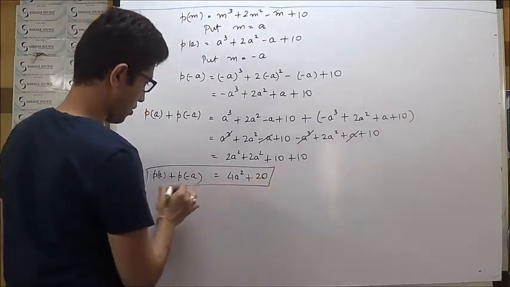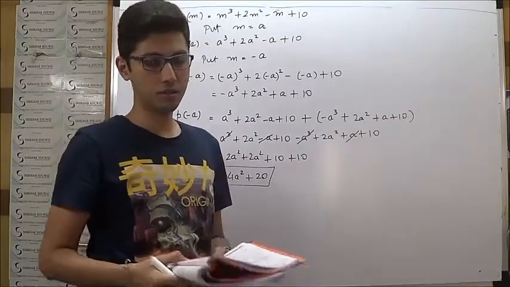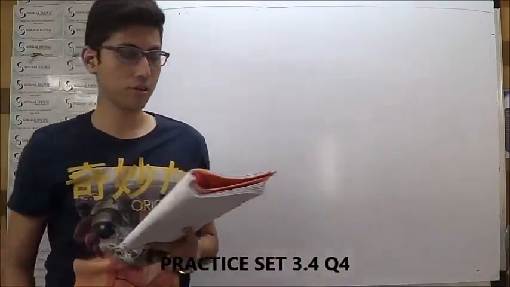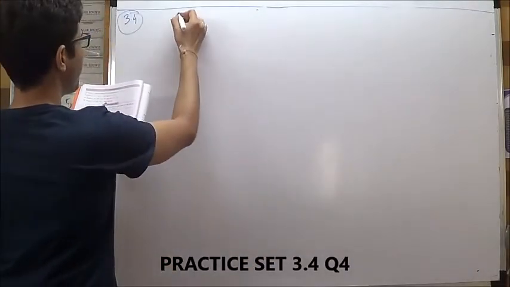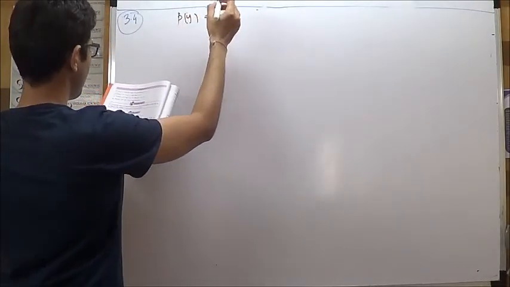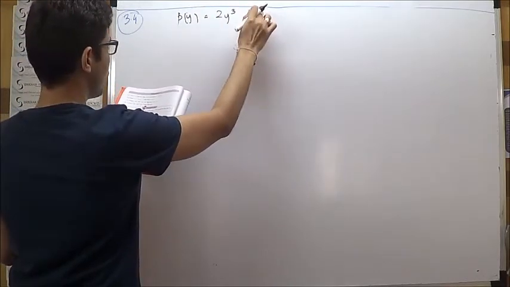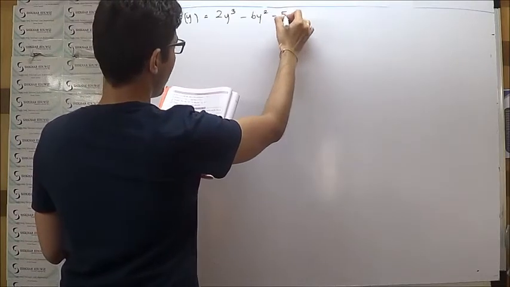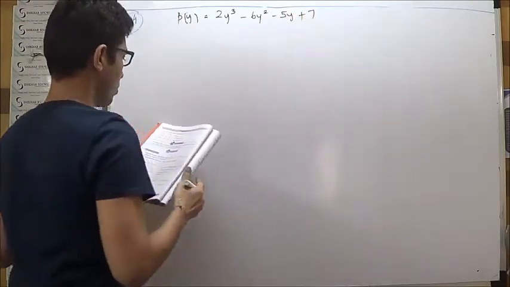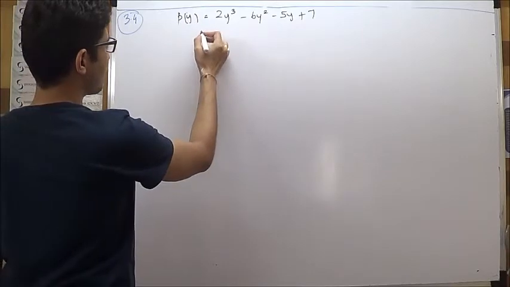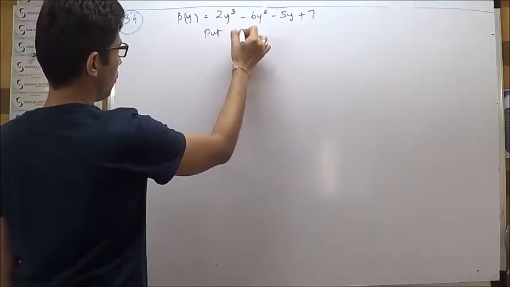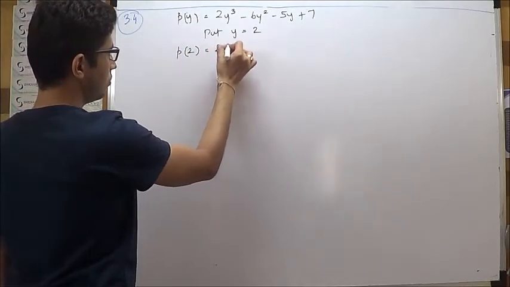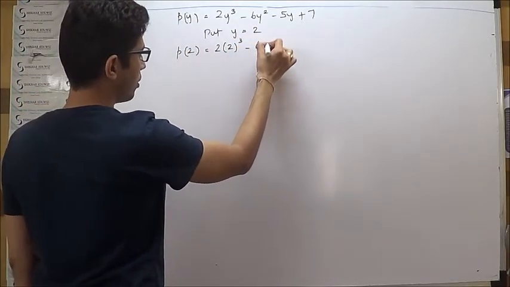Right? So 3.4, the fourth: you are given p of y is equal to 2y cube minus 6y square minus 5y plus 7. So you need to find p of 2. So put y is equal to 2, so you will get the value of p of 2. Where y is there, put 2.